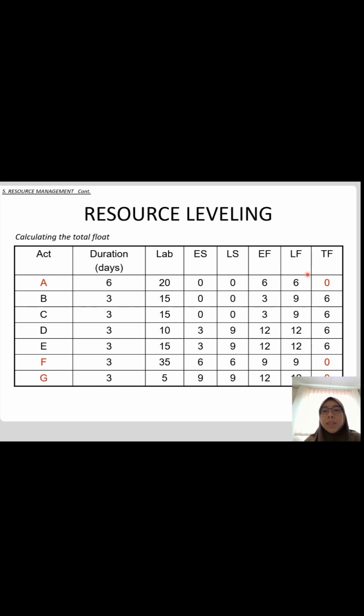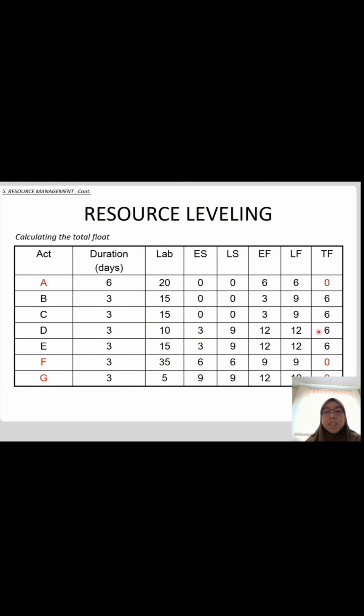Total float is the late finish minus duration minus the early start of the project. So 6 minus 6 minus 0 is 0. For B, 9 minus 3 is 6, minus 0 is 6. For C, 9 minus 3 is 6, minus 0 is 6, the total float. For activity D, 12 minus 3 is 9, 9 minus 3 is 6.